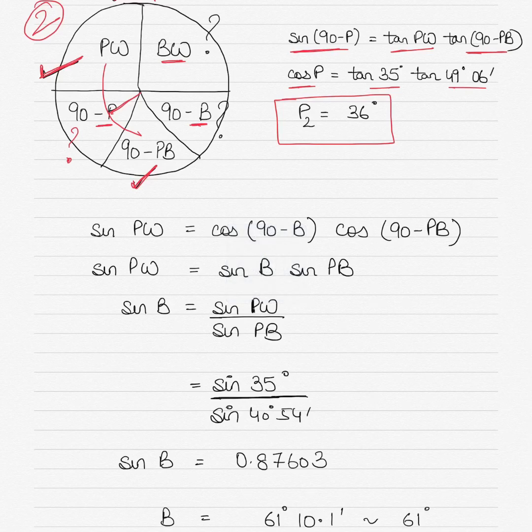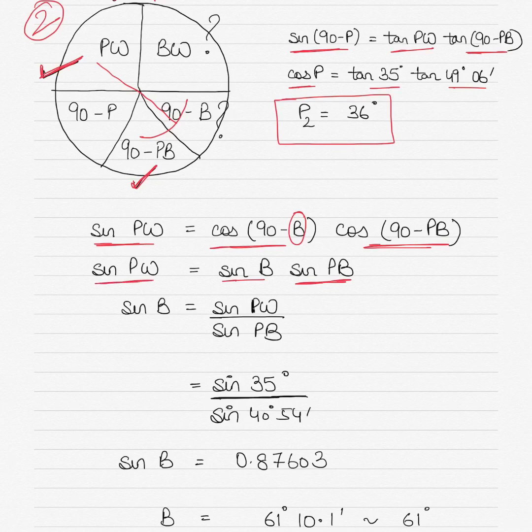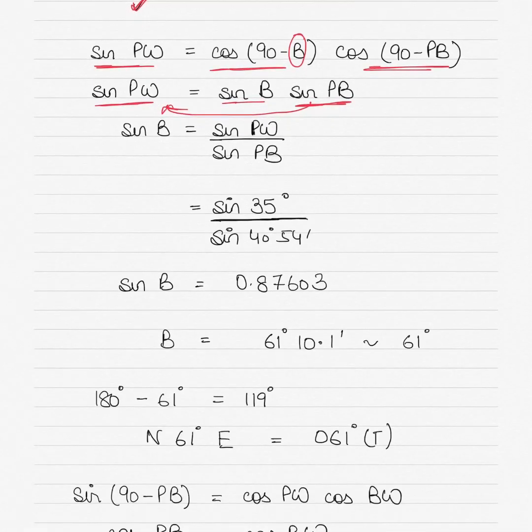Alright, so once we have found P2, we'll start with sine of PW. So what we have to do now is find angle B, because that will give me my final course. So to find out angle B, I will erase this. I have found out P, so I will erase this. So now if I have to find out B and I have to involve the ones that I knew to find out the one that I don't know, this will be the equation, right? So sine of PW becomes the middle part, and then cos of the opposites. So again, cos of 90 minus B is equal to sine B, and cos of 90 minus PB is also equal to sine PB. And we have sine PW. B is the unknown one, so I will take this unknown here. So this will give me the value of B.